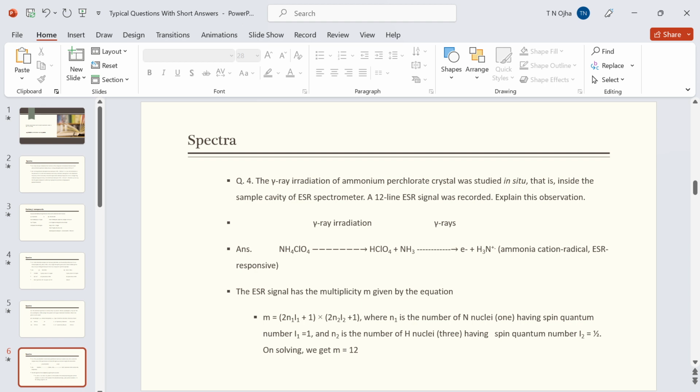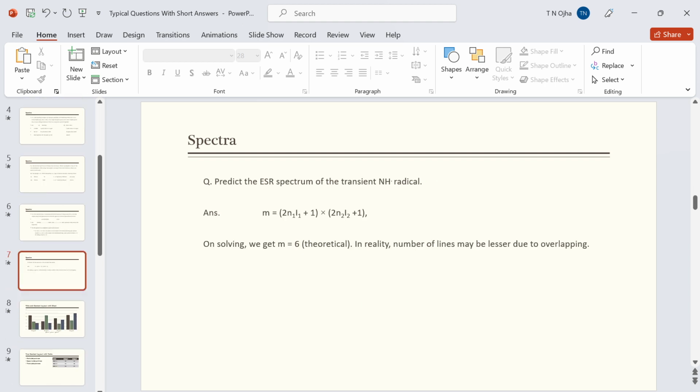The ESR signal has the multiplicity M given by the formula (2N1I1 + 1) multiplied by (2N2I2 + 1). Here, N1 is the number of nitrogen nuclei, which is 1, having spin quantum number I1, which is 1. N2 is the number of hydrogen nuclei, which is 3, having spin quantum number half. So when we put these values into the above equation, we get M equal to 12. So the multiplicity of 12 has been explained simply.